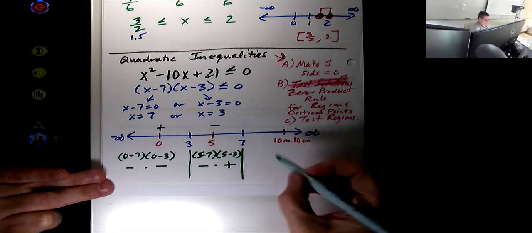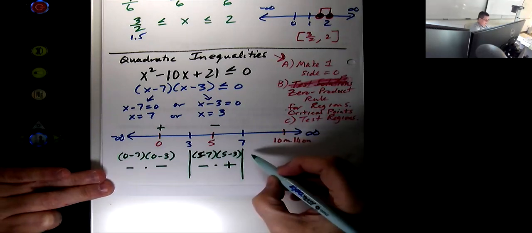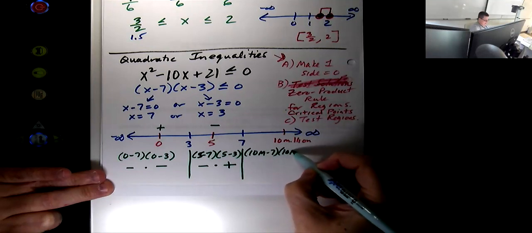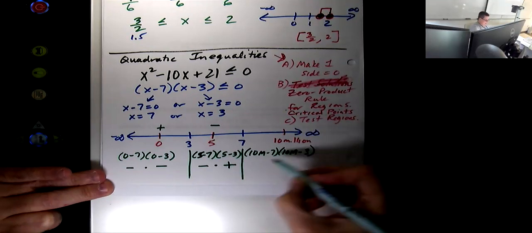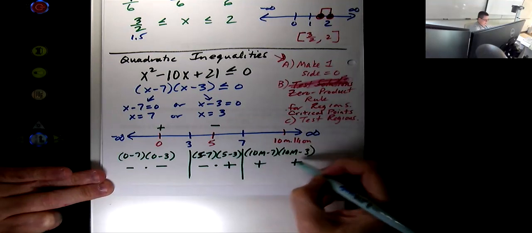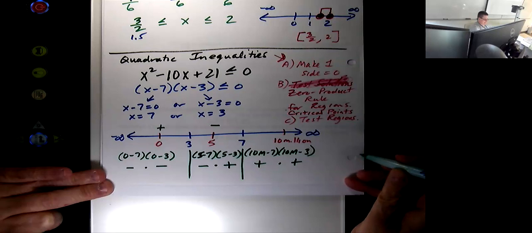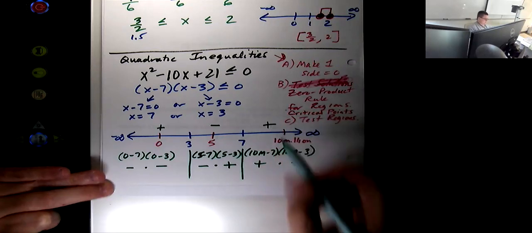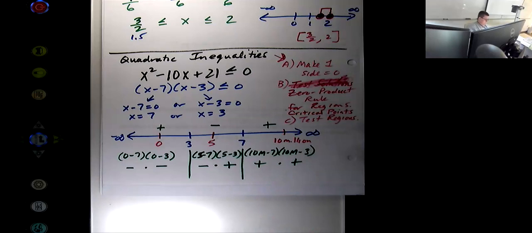And if I do 10 million, ten million is way more than 7 or 3. So it doesn't matter what I subtract, they're both going to be positive there. And a positive times a positive is a positive. So I've made my regions. I've used test points to find the regions.